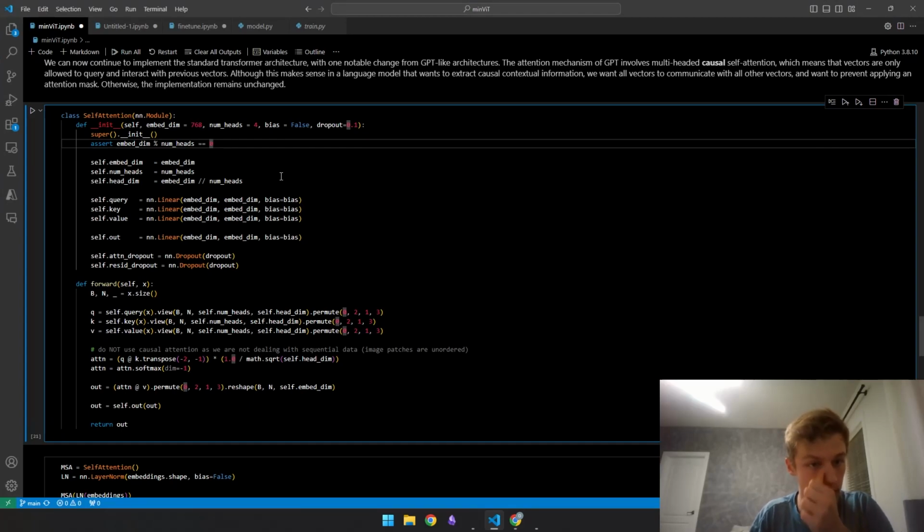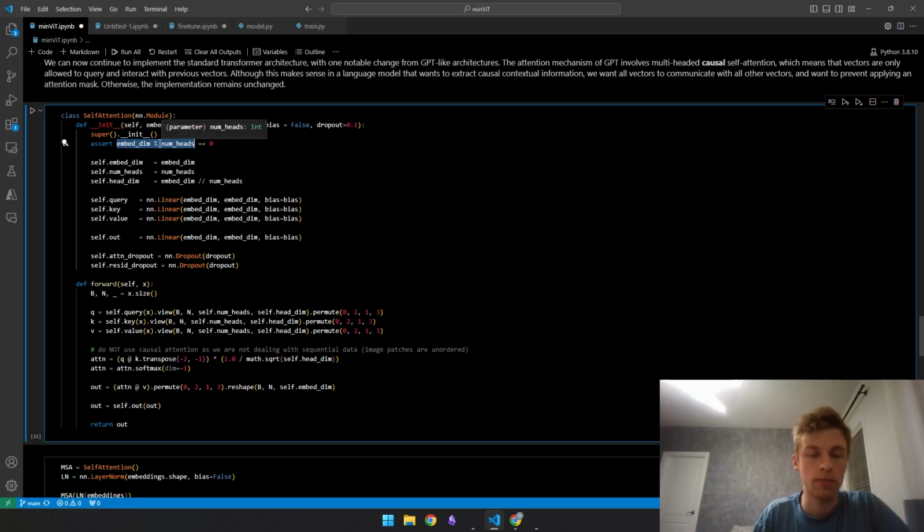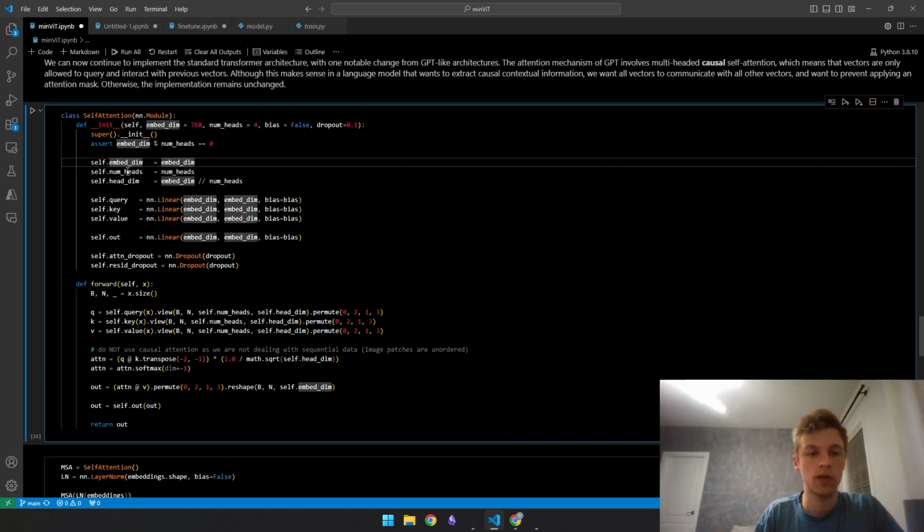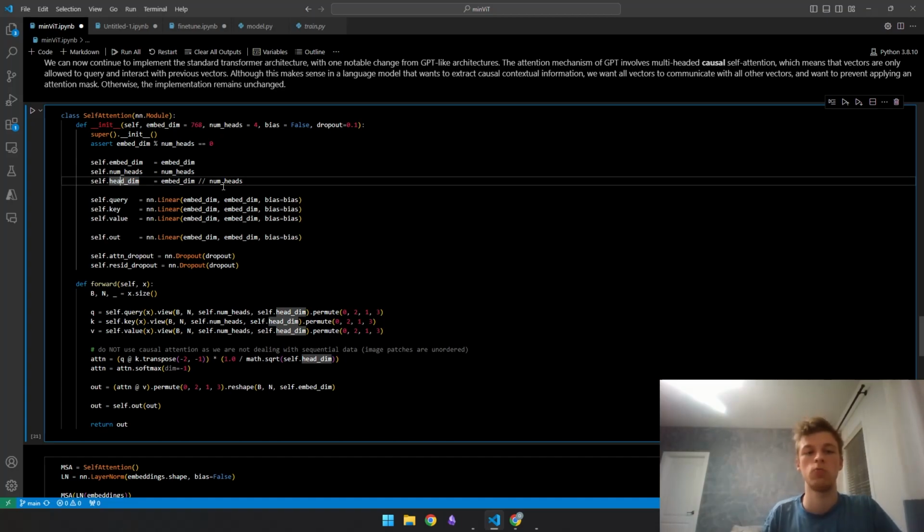So let's look at how that looks in code. Here we first want to check that the embedding dimension is divisible by the number of heads, so that we know that we can split it into that many parts. And then we have the embedding dimension, the number of heads, and the head dimension, which is the dimension along the embedding dimension that we split it down to. So if it was, let's say 1,000, and we have two heads, then the head dimension would be 500.